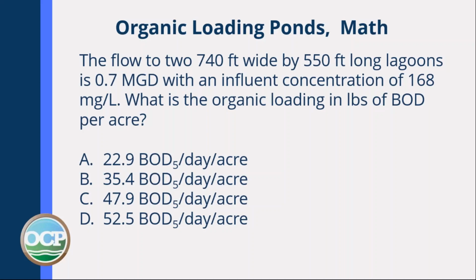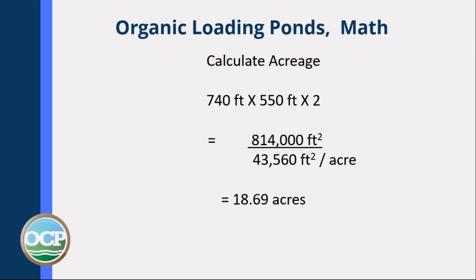Okay, what did you get for the organic loading of those 2 ponds? Correct answer, 52.5 pounds of BOD per day per acre. How do we get it? First, calculate the acreage. 740 feet times 550 feet times 2, because there were 2 lagoons, gives you 814,000 square feet divided by 43,560 square feet per acre. Means your lagoons cover 18.69 acres.